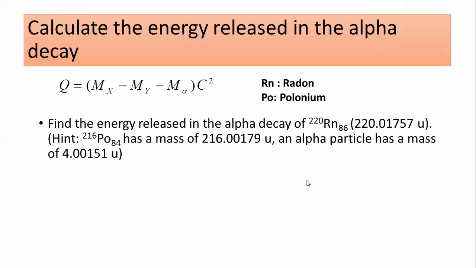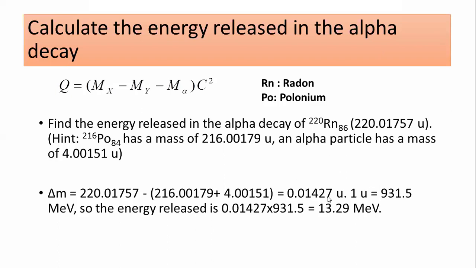So what is it? Again, this is a simple calculation. You are just adding the two masses and subtracting from the parent. There is no complex calculation over here. So this is the mass difference. You are going to multiply with 931.5, and the value would be 13.29, and it is a positive value. It is a spontaneous decay. So this was my question, and the answer is here.